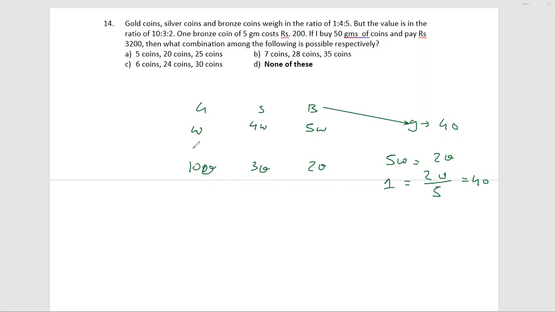So here 1 gram cost is gold, 1 gram. 10V by W, 2V by 5, sorry, 2V by 5W. So 10V by W, 200 into 5, 1,000. And 3V by 4W. 3V by W, 4W will be 50. 2V by 4W will be 50. So this will be 75.